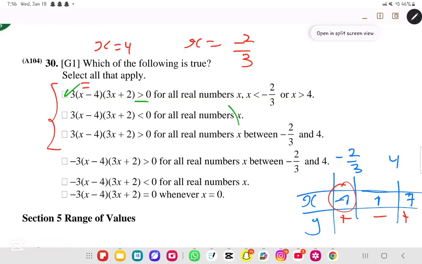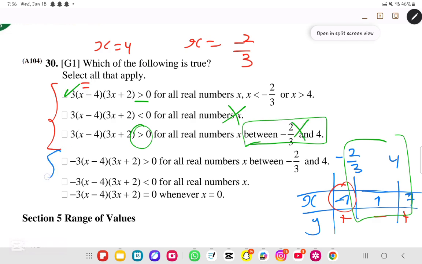It's not true for all real numbers x. It's negative in between minus 2 over 3 and 4, and that's the only case where it is negative. Now they wanted positive for all real numbers between minus 2 over 3 and 4. No, this is also incorrect.